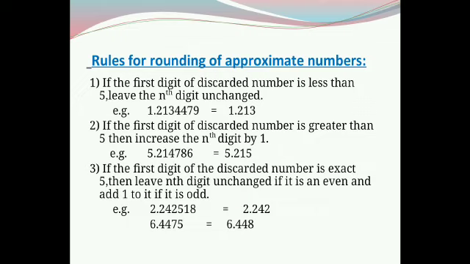But the rule says that if the first digit of the discarded number is exactly equal to 5, then leave it unchanged if it is even, and add 1 to it if it is odd. Second is 6.4475. Here the discarded number's first digit is 5 and before that the digit is 7 and it is odd, therefore add 1 to that, therefore the answer is 6.448.